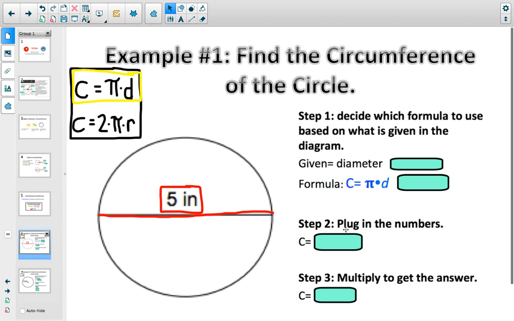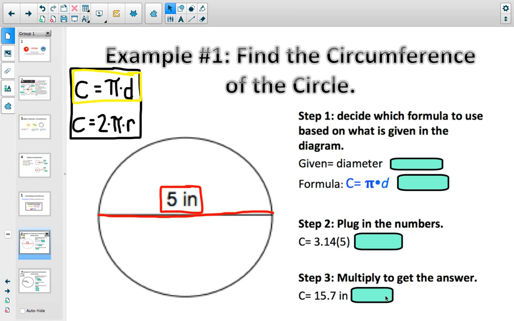Step 2, you need to plug in the numbers that are given to you. So c is what we're trying to solve for. Pi, the symbol pi, I told you in the previous slide, we're going to use the number 3.14 to represent pi. And instead of d, we're going to plug in the number that represents d, which is 5. So now we have 3.14 times 5. In step 3, you just need to multiply to get the answer. So 3.14 times 5 is 15.7 inches. So the circumference of this circle is 15.7 inches.